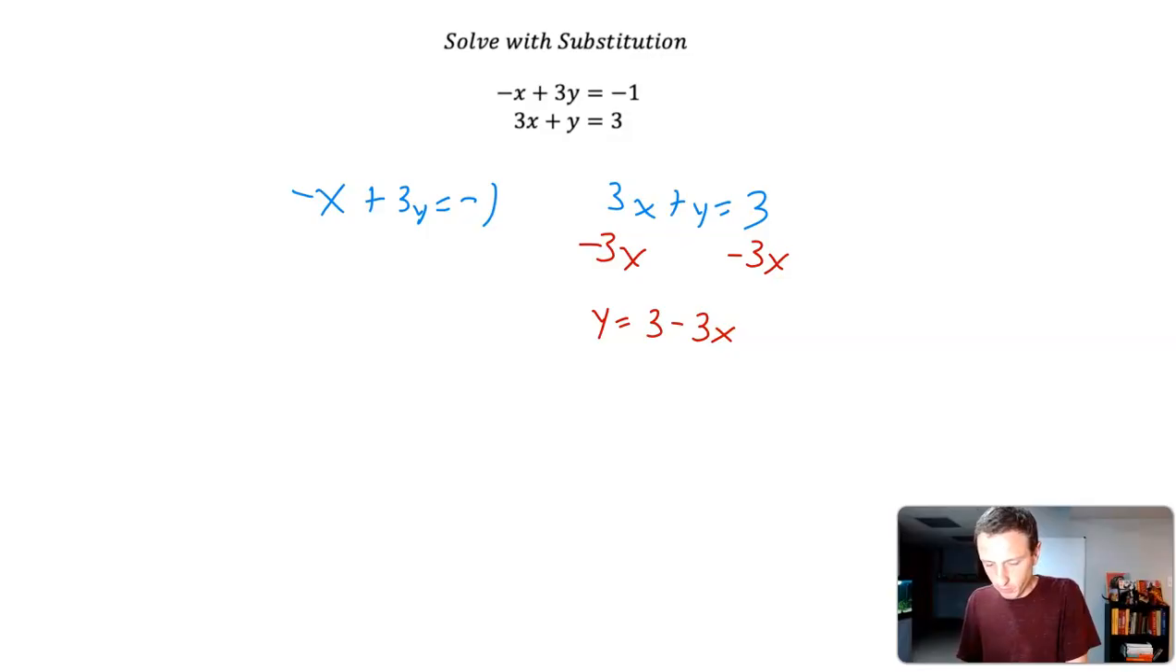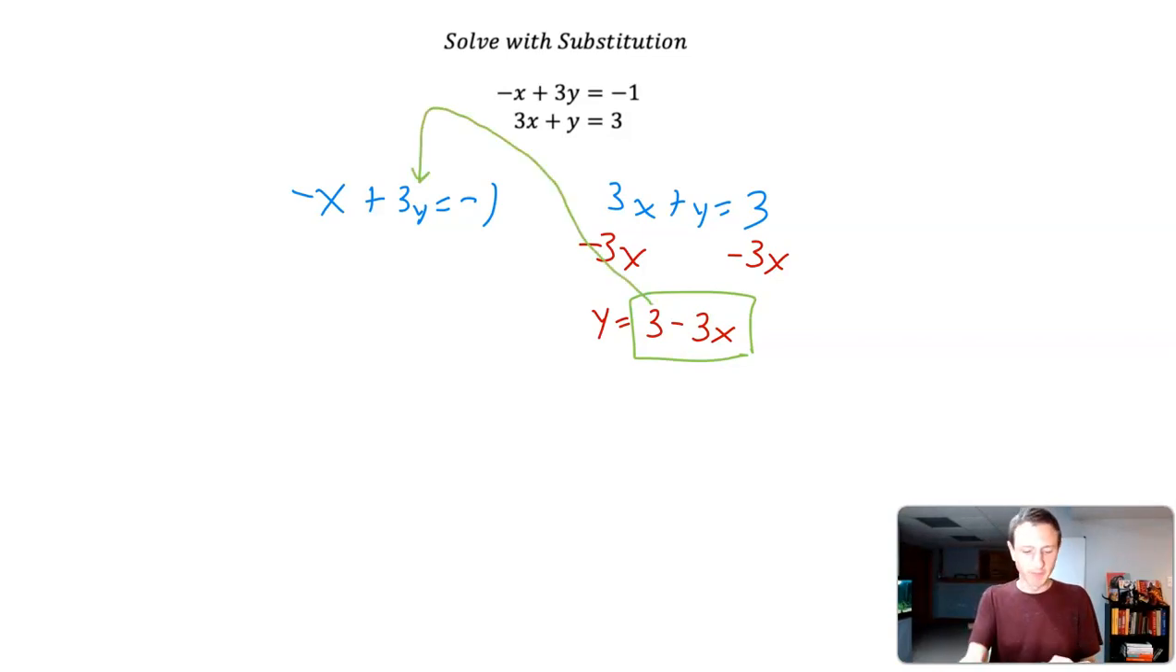So I am now going to substitute 3 minus 3x in for y into this equation. I'm replacing y in this first equation with 3 minus 3x, because that's what y is equal to. So I'm taking y out of the equation. The common mistake I see here, let me write this down and then I'll show you the mistake. So this is going to be negative x, not changing the x at all, plus 3 times the y value, 3 minus 3x, equals negative 1.